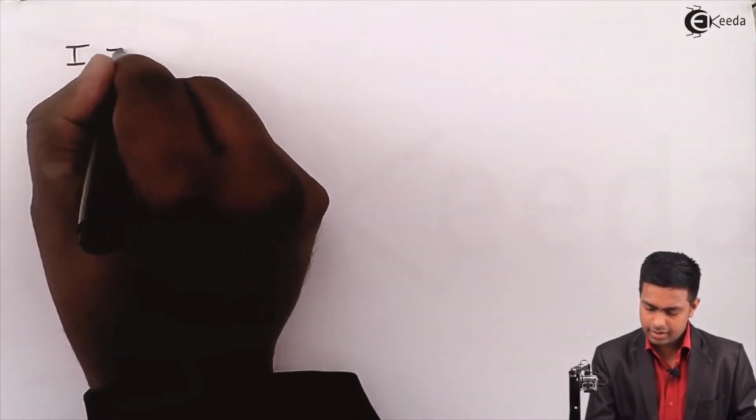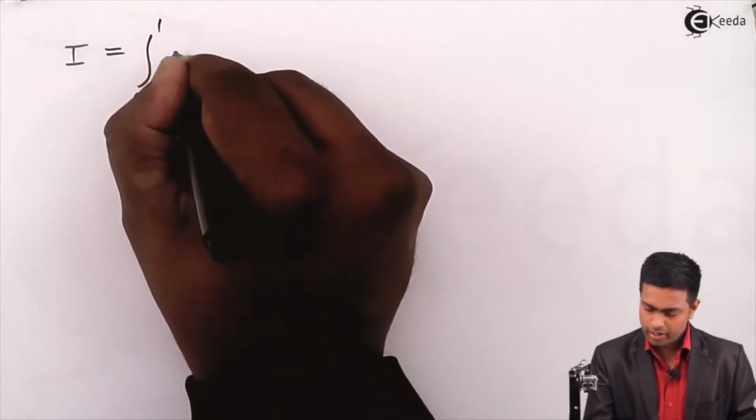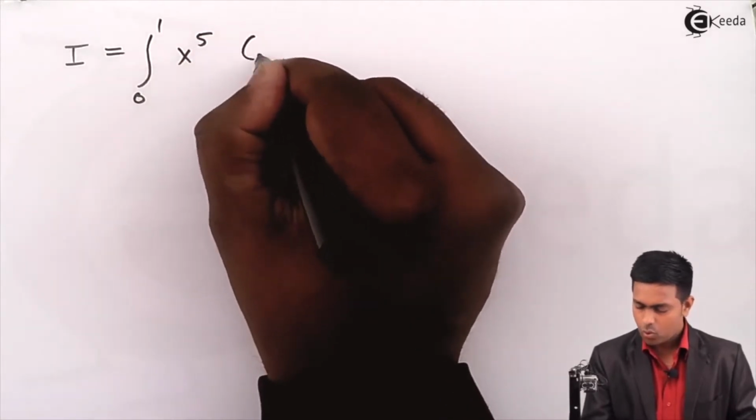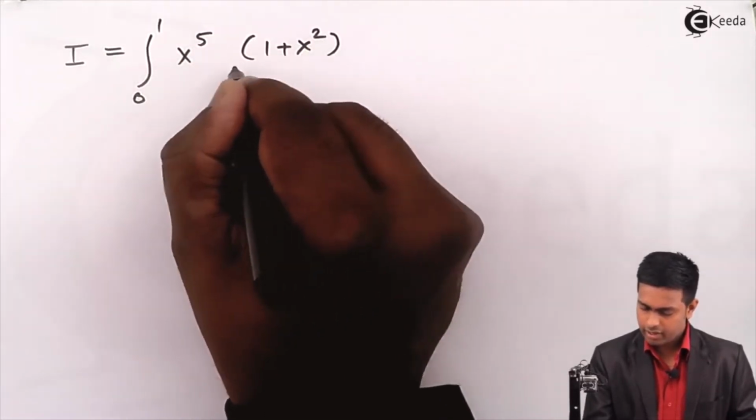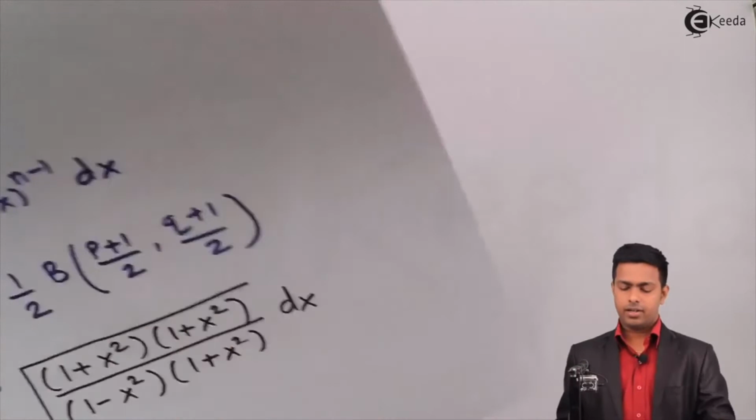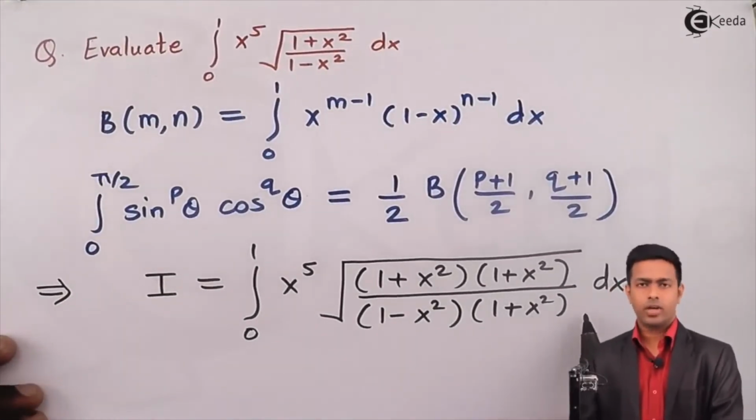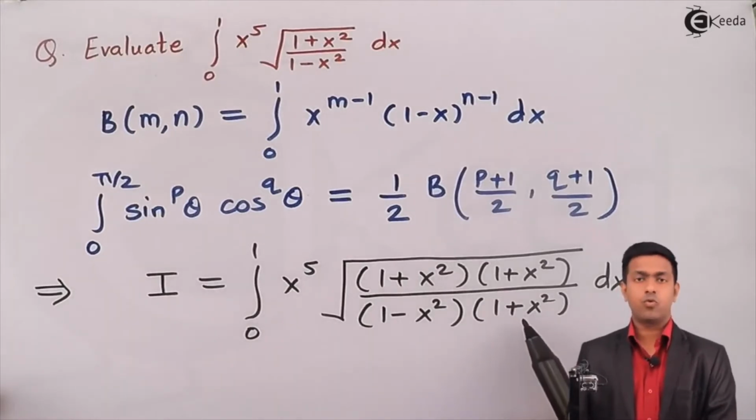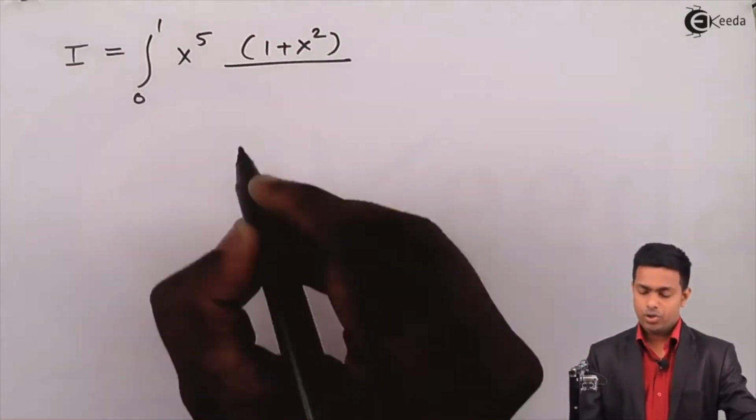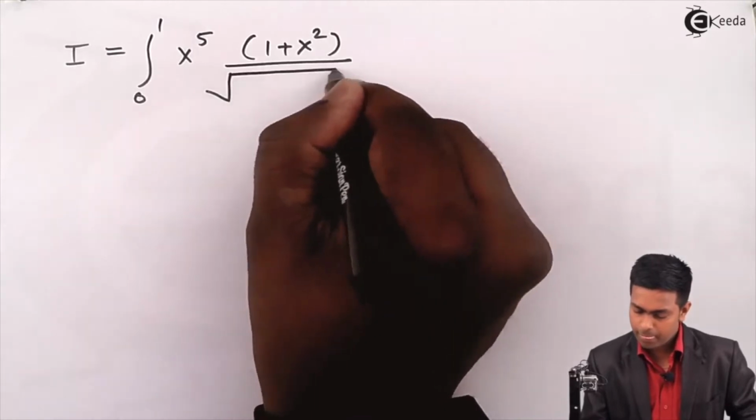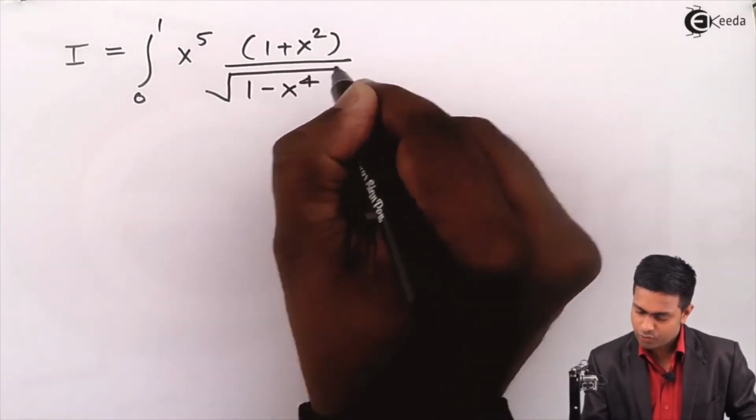So we'll get I as integration from 0 to 1 x raised to 5 times (1 plus x square), and in the denominator we'll get (1 minus x square) into (1 plus x square), that is 1 minus x raised to 4, that too inside the square root. So inside the square root, 1 minus x raised to 4, dx.